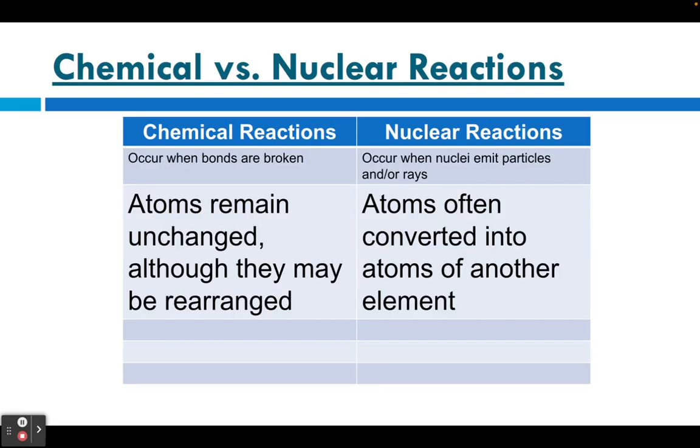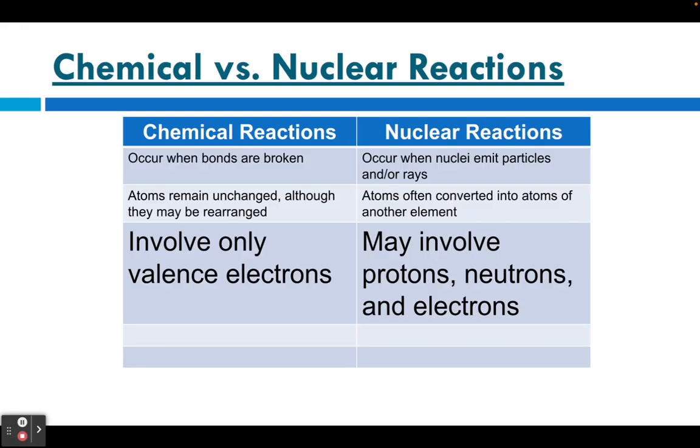Also, chemical reactions occur when atoms remain unchanged, although you rearrange them. So in a chemical reaction, you're breaking apart atoms and rearranging and forming new compounds. With nuclear reactions, the atoms themselves are changed into different atoms. So the nucleus is being changed with nuclear reactions. Chemical reactions, the atoms aren't changing, they're being rearranged. Nuclear reactions, the atoms are changing from one element to another.